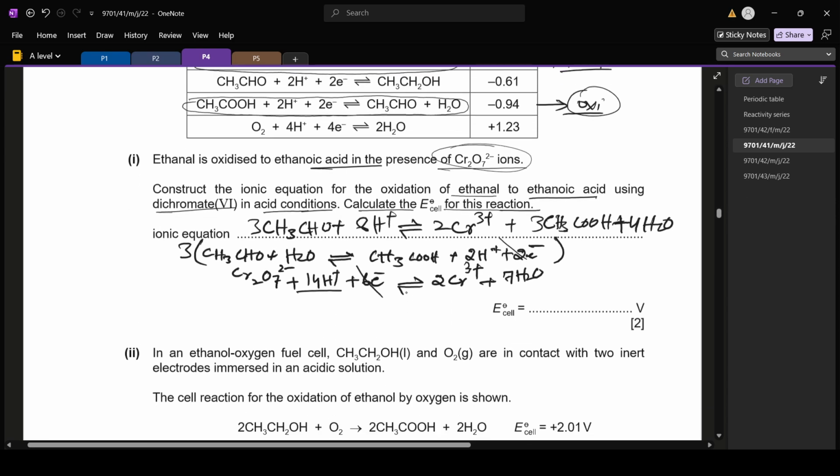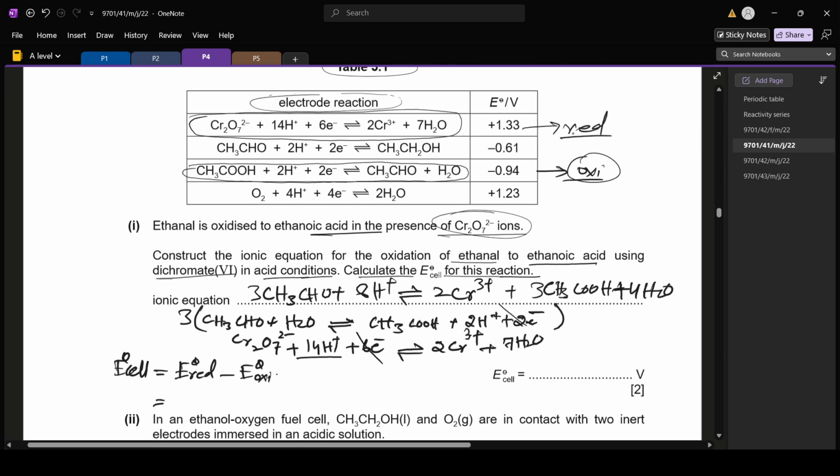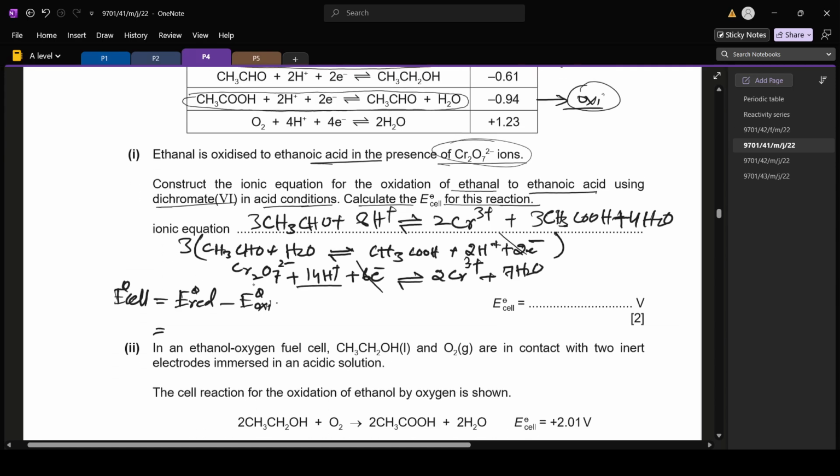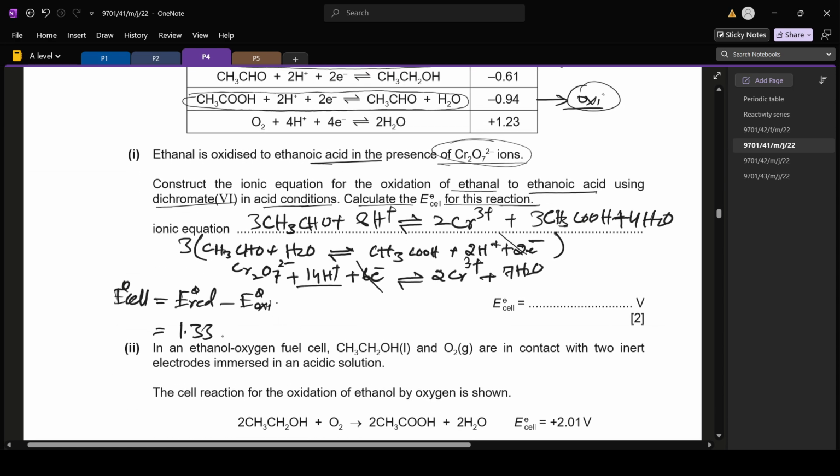And what is going to be the E cell? E cell is E reduction minus E oxidation. The reduction potential, for what is reduced, is 1.33, and the oxidation is negative 0.94, so in total this is going to be plus 2.27.